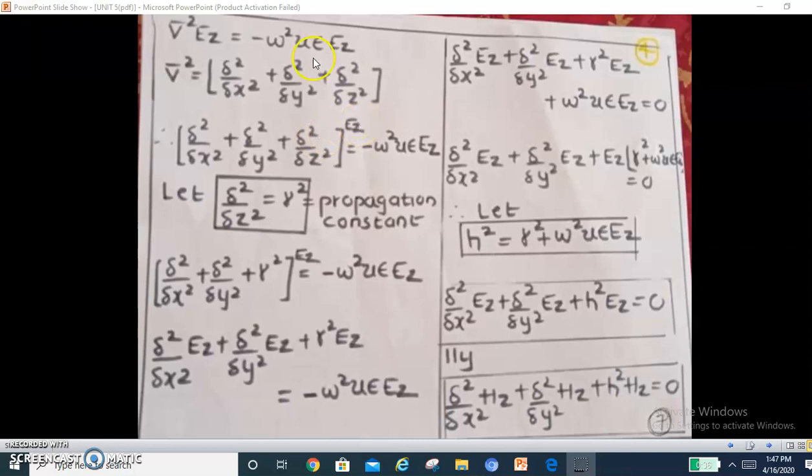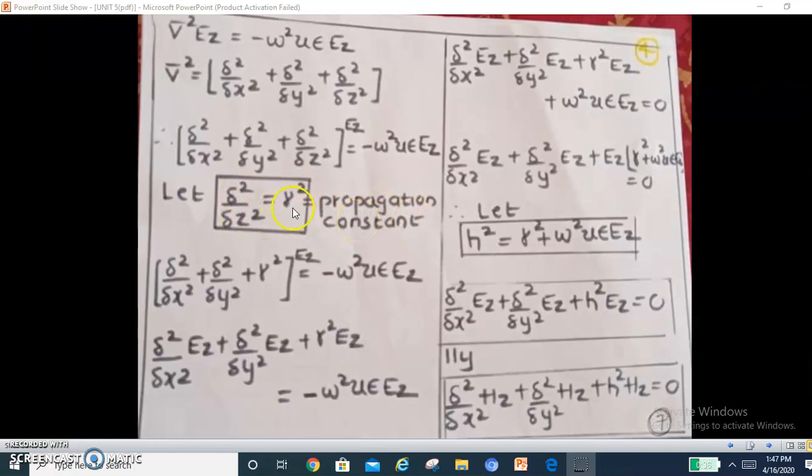Now the left hand side can be written in this way, and the right hand side can be written as it is. One more condition we have to take is that dou square by dou z square is equal to gamma square, where gamma is known as the propagation constant.